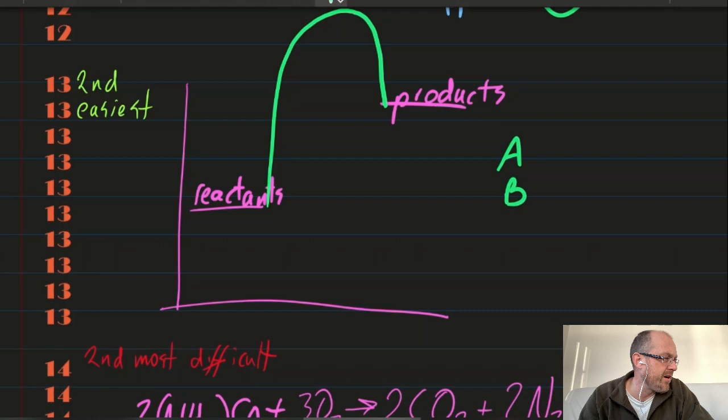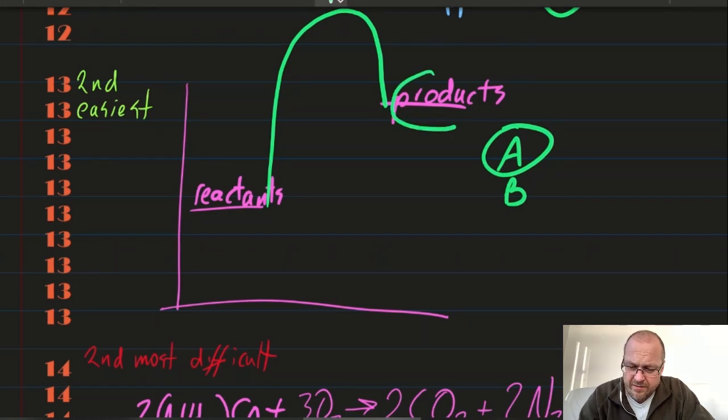The products have a higher enthalpy than the reactants. Yeah, so that's A. So 13 is A. It's higher energy. This has higher energy. How do I know? Well, because this axis literally is energy, and it's literally higher up on that axis.